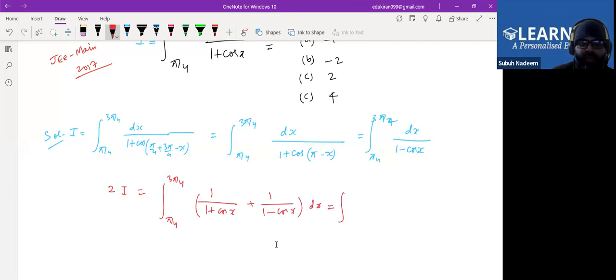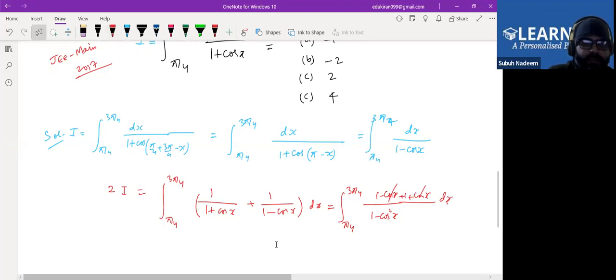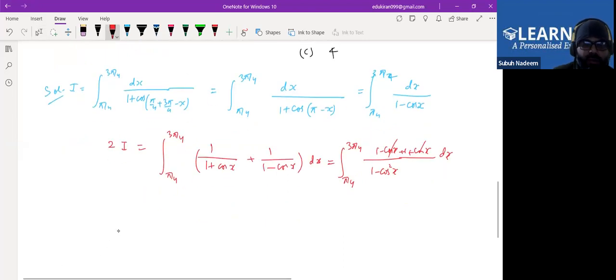When you take the LCM, from pi by 4 to 3 pi by 4, the denominator becomes 1 minus cos square x, and the numerator becomes 1 minus cos x plus 1 plus cos x. The cos x cancels, and this is dx. So this becomes 2 times, since 1 plus 1 is 2 which you can take outside, the integral from pi by 4 to 3 pi by 4 of 1 by 1 minus cos square x, which is sin square x, dx.